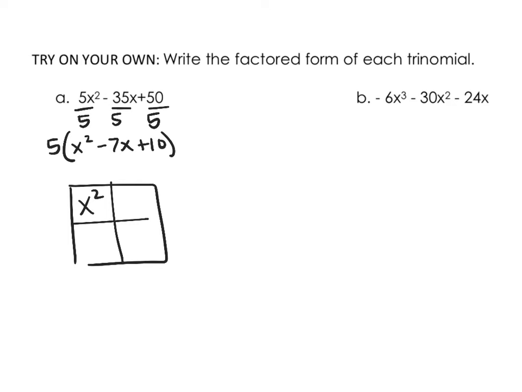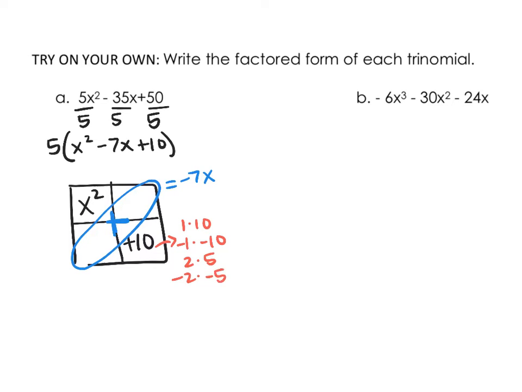So that needs to multiply to be x squared. We need to multiply to be a positive 10, and our diagonals need to add to be a negative 7x. So let's figure out our multiples of positive 10. Since we're multiplying to be a positive, that's going to be a positive times a positive, or a negative times a negative. So that could be 1 times 10, or negative 1 times negative 10. We could also have 2 times 5, or negative 2 times negative 5.